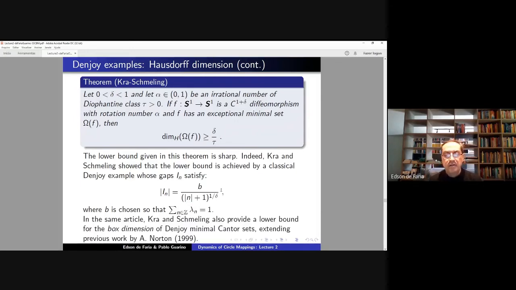In the same paper, Kra and Schmeling also provided a lower bound for the so-called box dimension, which is a weaker invariant than Hausdorff dimension. I'm not going to talk about that, but in doing so, they generalized a previous work due to Alec Norton.